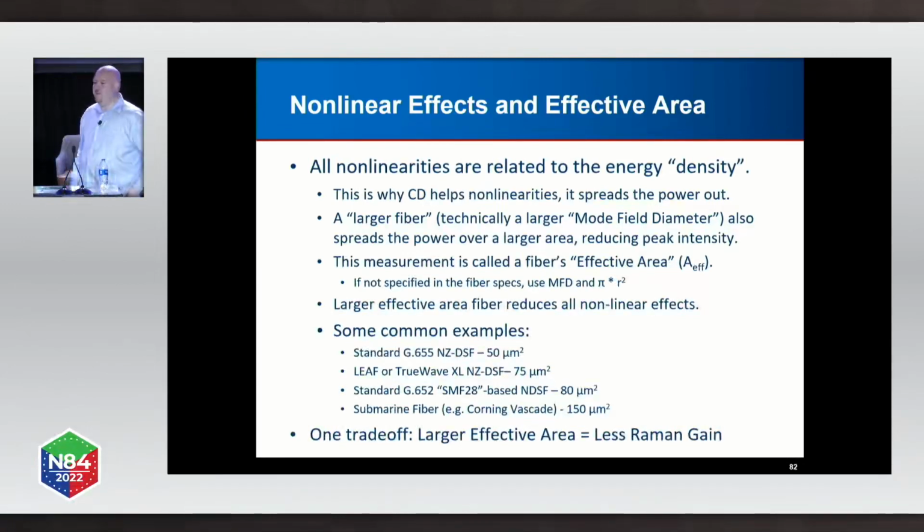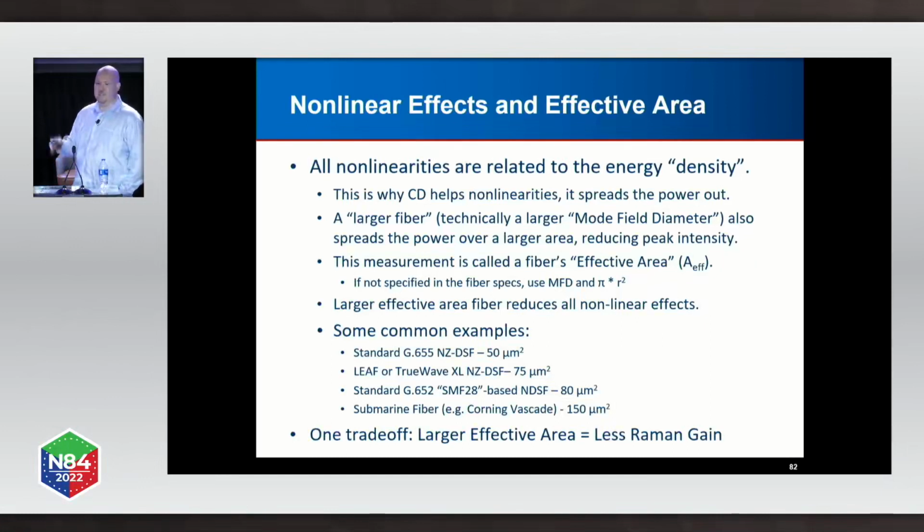So if you ever want to know what this is, you can go look it up on your fiber specs, and you'll see it listed as the MFD, the mode field diameter, and then you can just pi r squared it, or it'll be listed as effective area. The larger the effective area, the lower the nonlinear effects. So for example, your kind of NZDSF standard is like 50 micron squared effective area. LEAF, which stands for large effective area fiber, is designed to be a little bit wider. Then you look at your standard SMF, you get all the way up to 80.